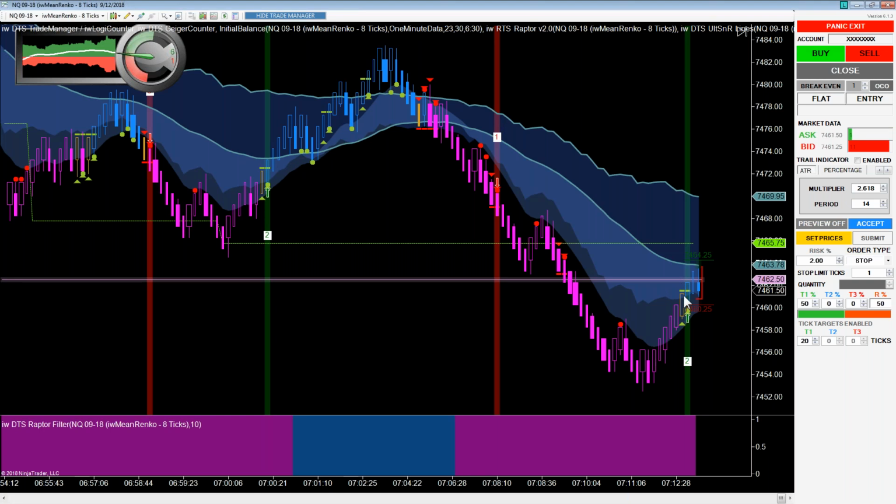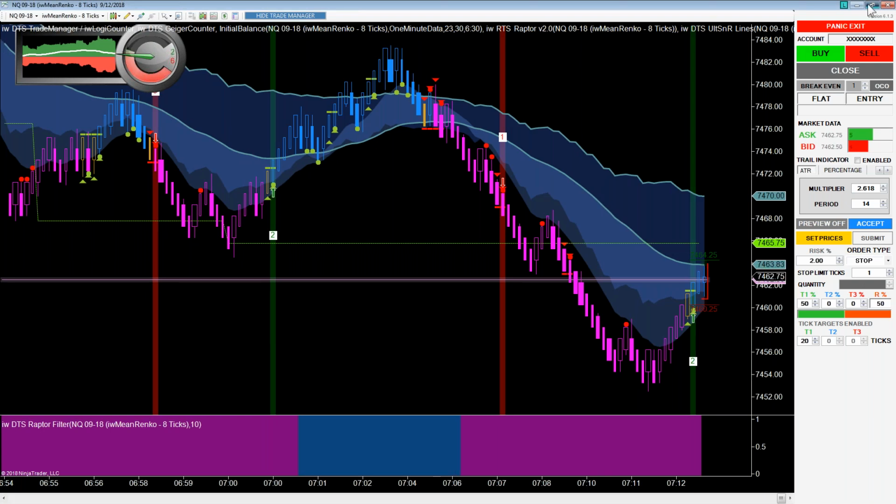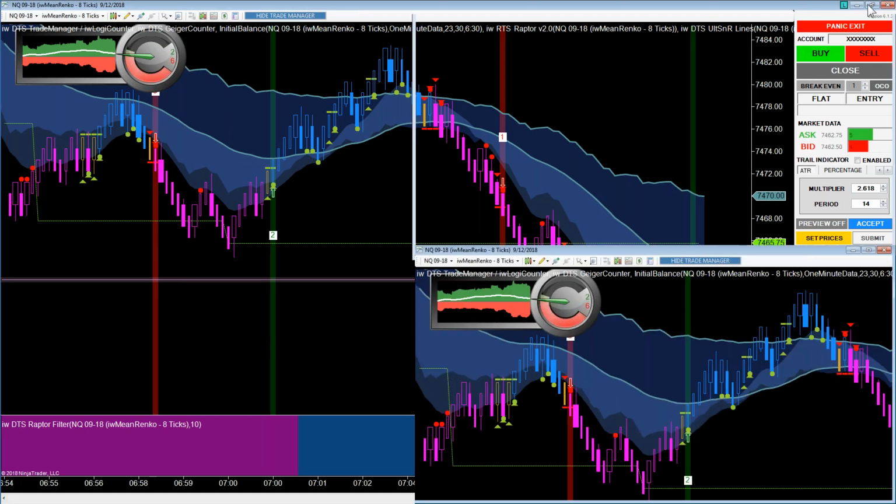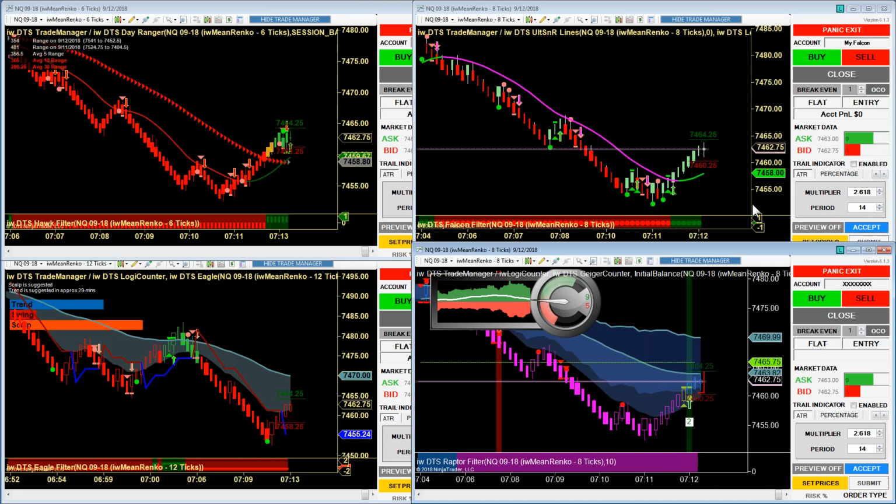And here now, another number 2 signal, and the shorter leg lower almost makes me think that maybe the market is going to consolidate a little bit here. Maybe.